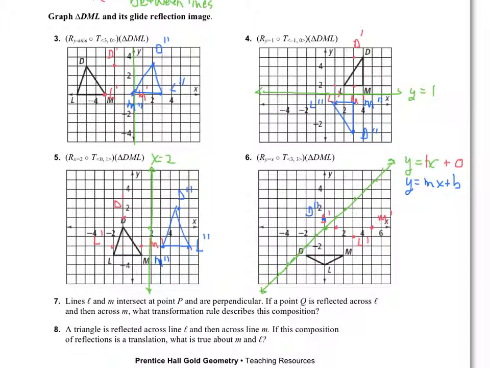When I reflect L prime, look at your diagonals. I'm going 1 diagonal, 2 diagonals. And then if I go 1 diagonal and 2 diagonals, L prime is going to be right there. So let's put L prime there. L double prime. Make my points a whole lot bigger.